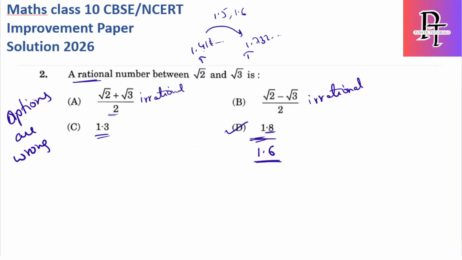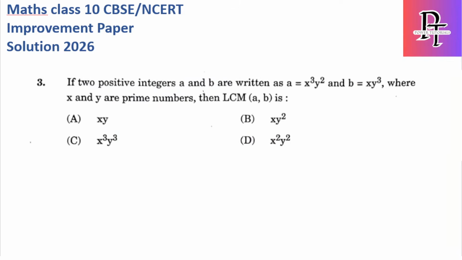I had taken this question paper from one of the websites. Maybe if in your question paper your options are different, then you have to choose the option between 1.4 and 1.7. Okay, let's move to the next question.